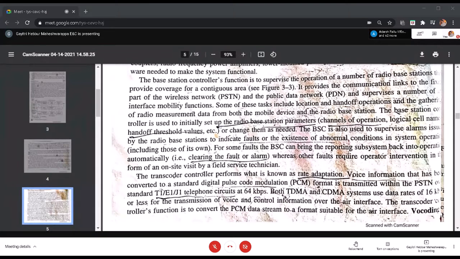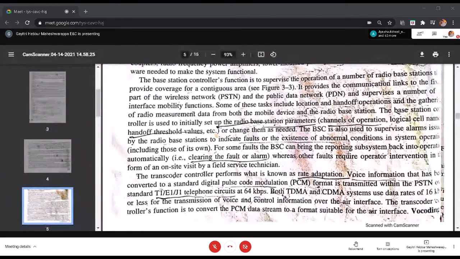Next is the transcoder controller. Along with the BSC, it is an integrated unit, so we call it a transcoder controller. The function of the transcoder controller is, as I told you, rate adaptation. What do you mean by rate adaptation? Voice information is converted to a standard digital pulse code modulation, PCM, format, which is transmitted within the PSTN over the standard T1, E1, J1 telephone circuits at 64 kilobits per second.